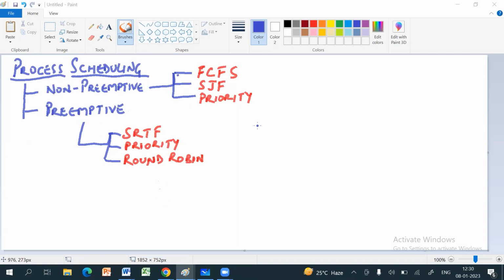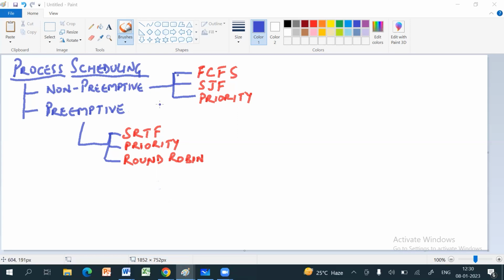robin. So when it comes to FCFS, we call it first come first serve, and SJF stands for shortest job first. And under preemptive you have SRTF, which is actually a preemptive version of SJF. So it is called shortest remaining time first. And then you have priority and round robin in preemptive as well. And round robin usually works with the help of time quantum, which we'll be discussing in a little while. Now let's first try to understand the non-preemptive techniques initially.